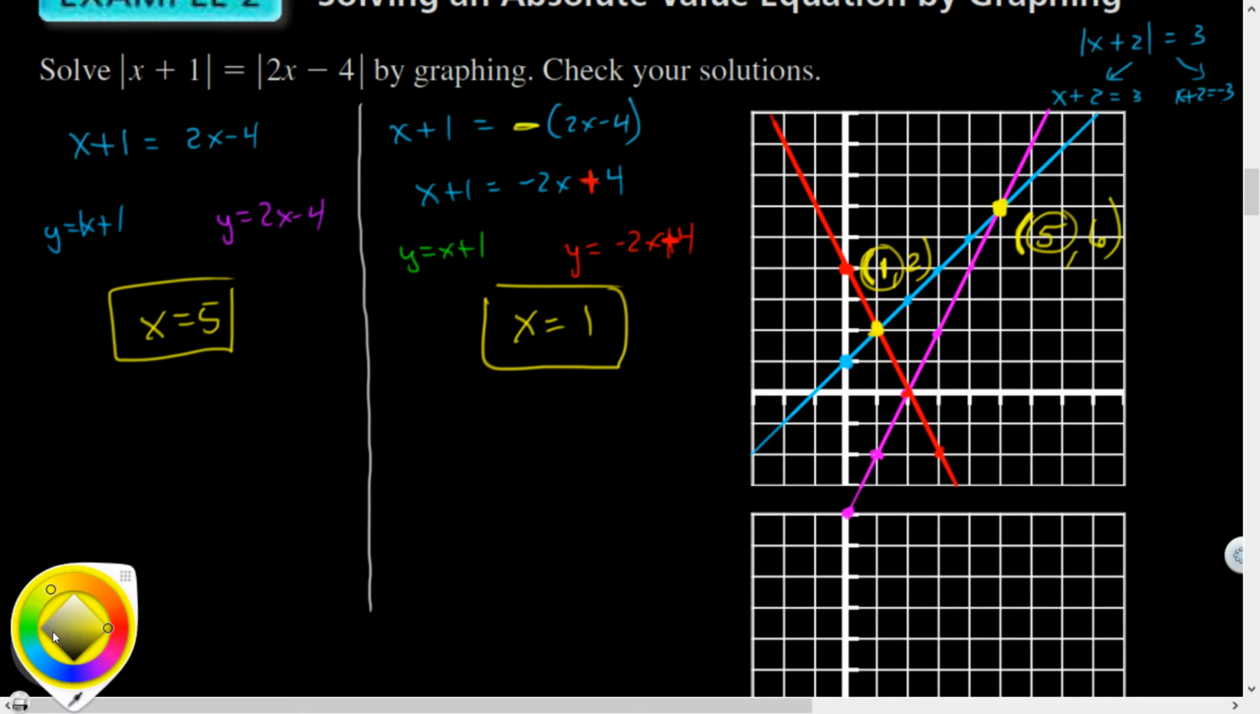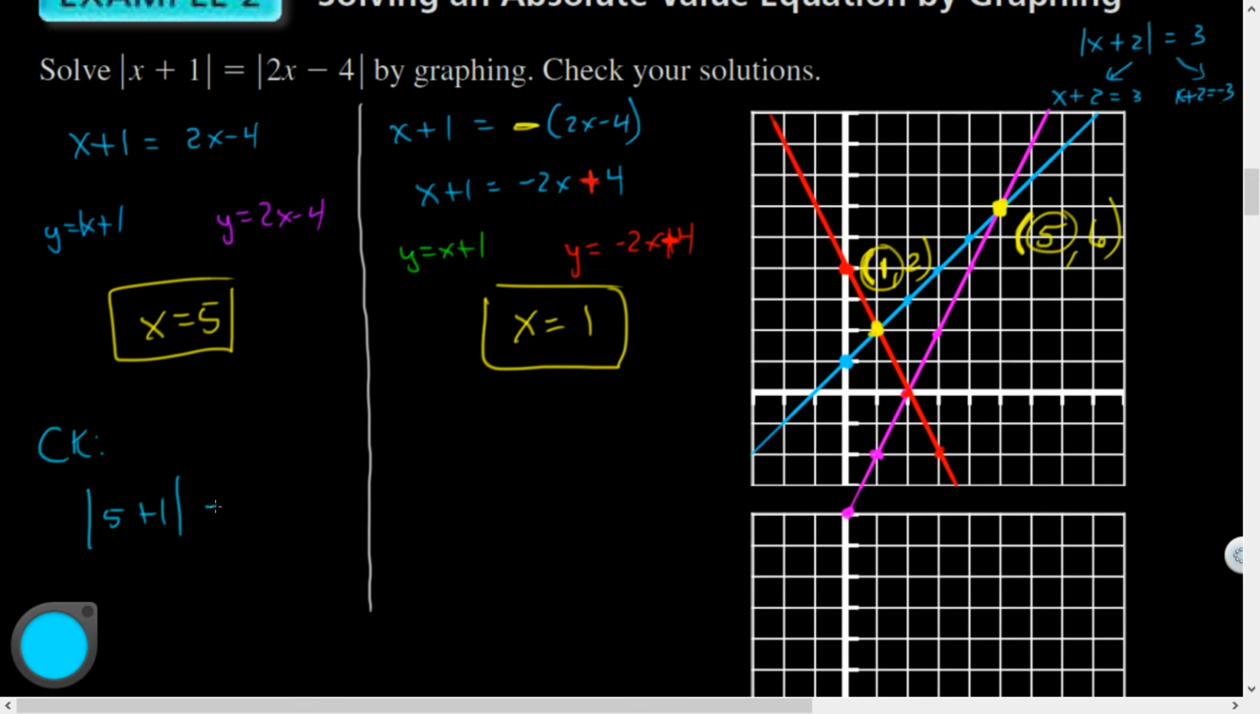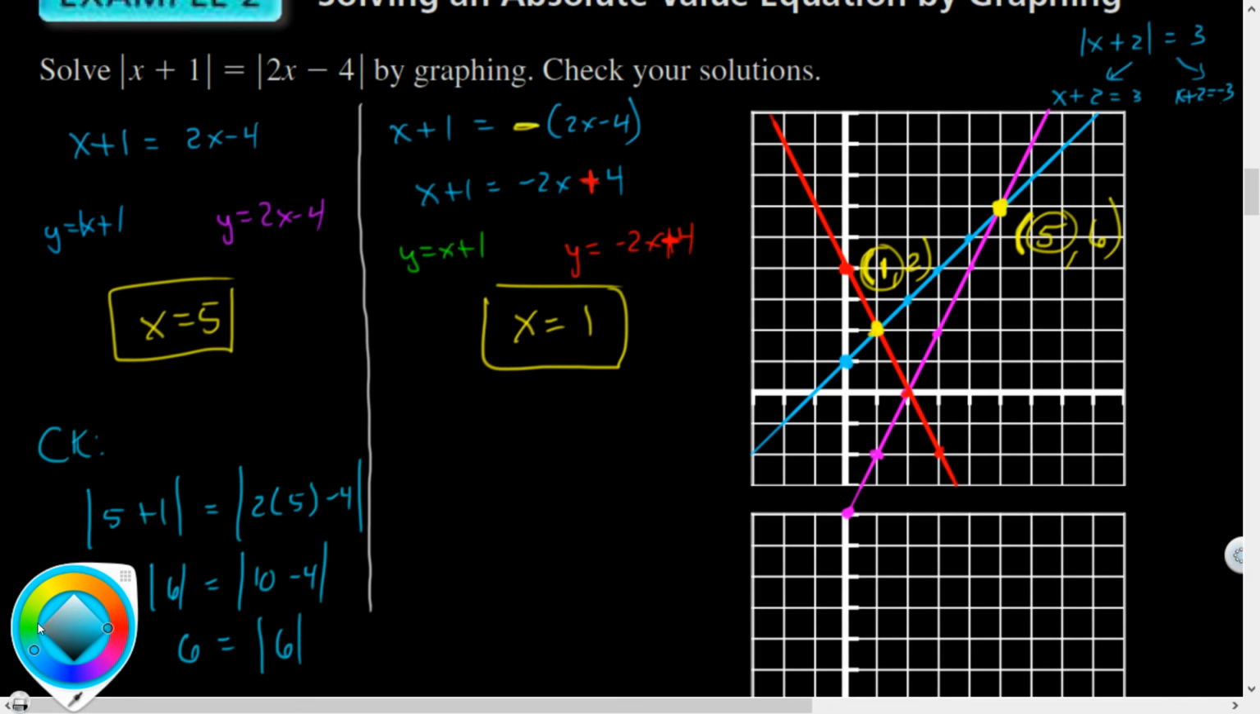Now, let's just do a quick check. All right, let's check 5. So here's my check. Is the absolute value of 5 plus 1 equal to the absolute value of 2 times 5 minus 4? So let's see, 5 plus 1 is 6. 2 times 5 is 10. And absolute value of 6 is 6. Absolute value of 10 minus 4. Yeah, 6 equals 6. That works out. So x equals 5 is a solution.